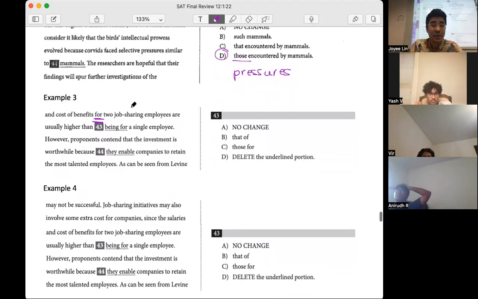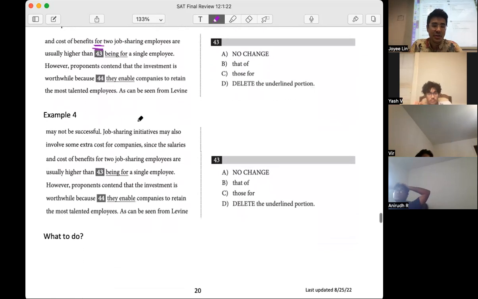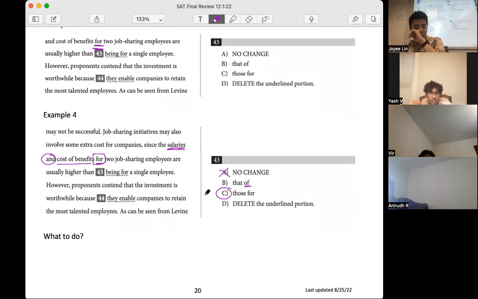Somebody caught me in here. I didn't include the whole sentence, and the reason is because it came after a page turn. It's not important. If you look at example 4, it includes the line from before the page: job sharing initiatives may also include some extra cost for companies since the salaries and cost of benefits for two job sharing employees are usually higher than those for. That of is probably not correct because the parallelism is off. If you say this for that, then the other one should be for, right?